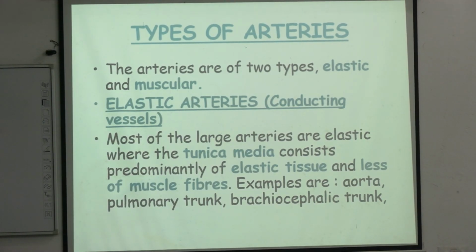It can be a short note of 4 marks or 2 marks, or a question on what is the difference between the types of arteries. The arteries are of 2 types, elastic and muscular. Elastic arteries, conducting vessels: most of the large arteries are elastic, where the Tunica Media consists predominantly of elastic tissue and less of muscle fibers. Examples are aorta, pulmonary trunk, brachiocephalic trunk.